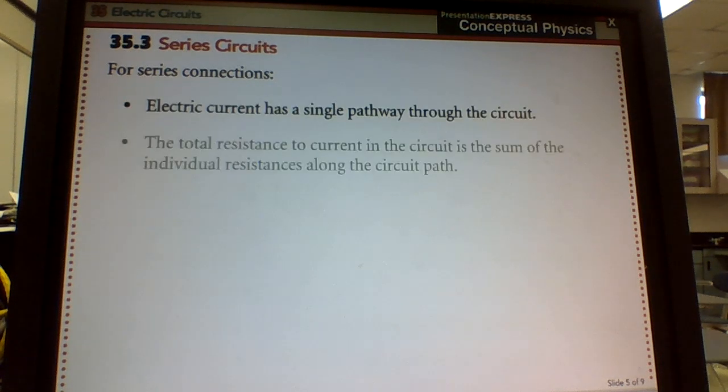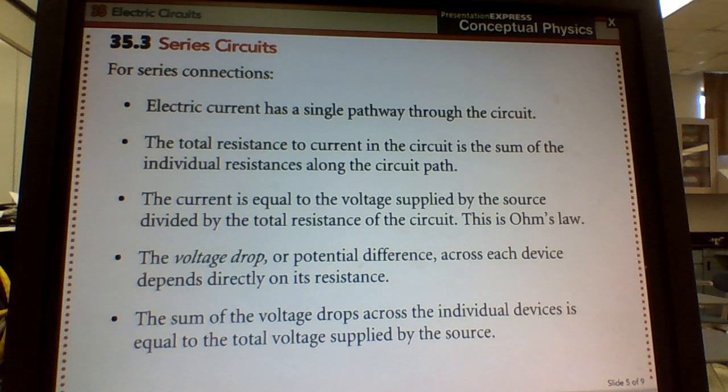Now, for series connections, there are some important characteristics that we see. Again, electric current has just one single pathway through the circuit. And so total resistance to the current is going to be the sum of all the individual resistances along the circuit path. So if each bulb had 2 ohms of resistance, 2 plus 2 plus 2 would be 6. If one was 1, one was 2, and one was 3, 1 plus 2 plus 3 would be 6. So we just add them all up.